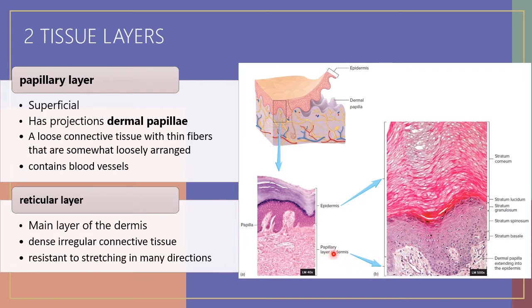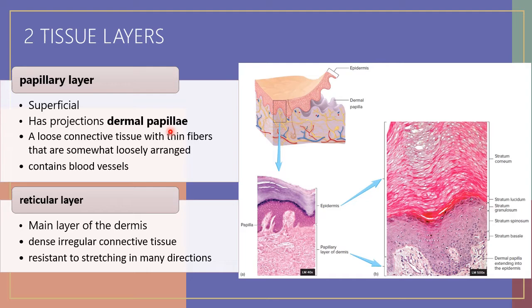They have projections called your dermal papillae. That's where the name itself, papillary, is derived, because of your projections called papillae. And these papillae, under your thick skin, create ridges in your palms and soles, friction ridges in your palms and soles of your feet.